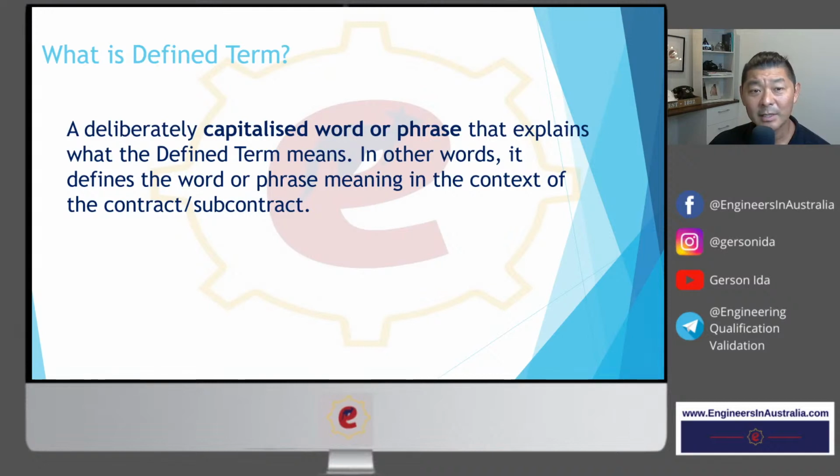It is a deliberately capitalized word or phrase that explains what the defined term means. In other words, it defines the word or phrase's meaning in the context of the contract or subcontract. So usually those words are obviously starting with a capital letter, or they are a phrase starting with capitalized words. So they are defined terms, and their definition is usually very specified in the contract documents.